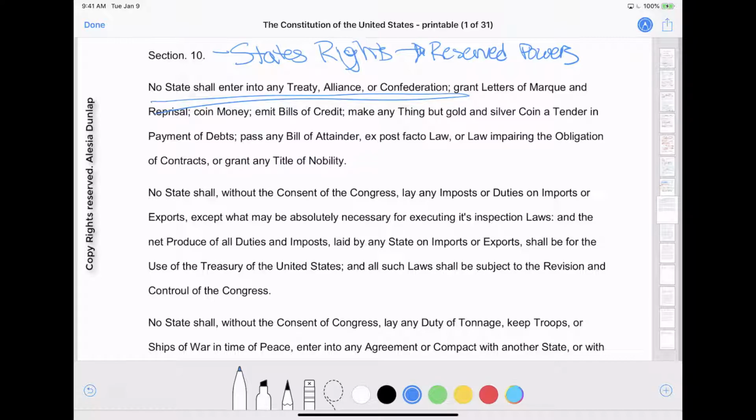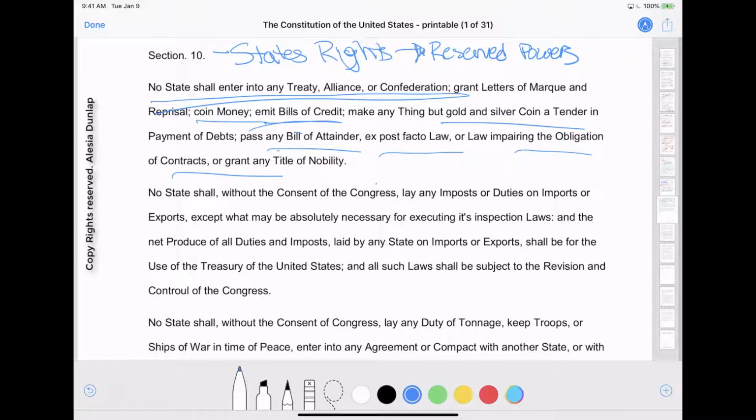They can't print their own money, issue local loans, or authorize anything besides gold and silver money as payment for debts. States also can't seize private property, pass ex post facto laws, alter private contracts, or award titles of nobility to individuals.